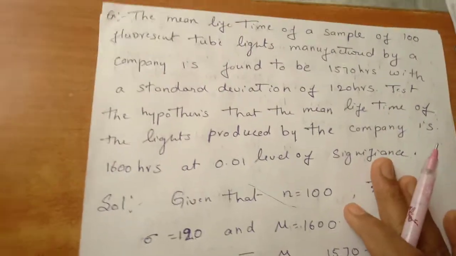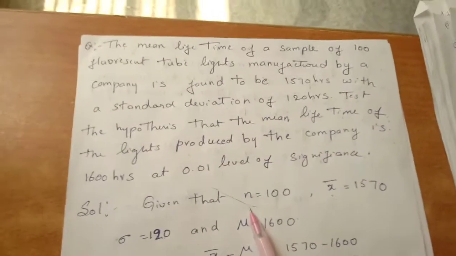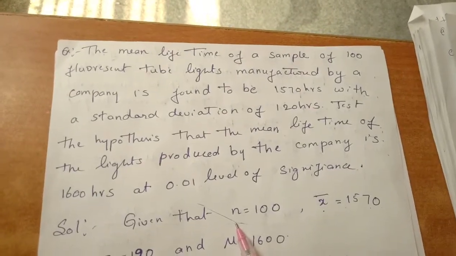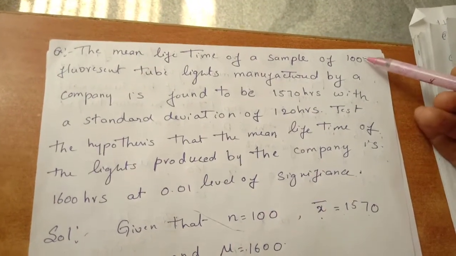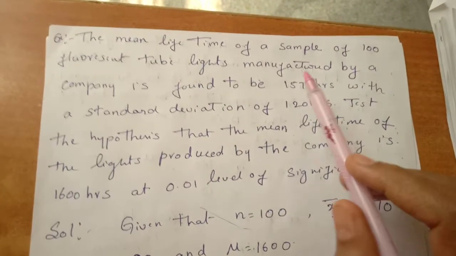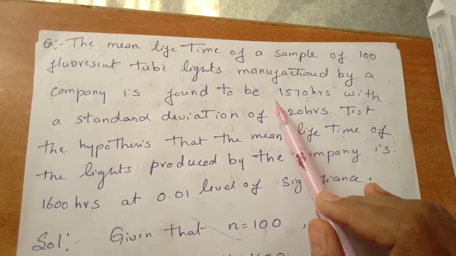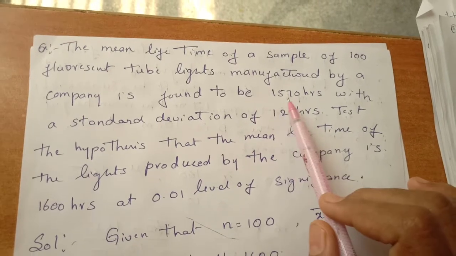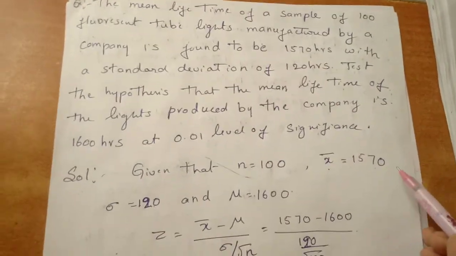Now how to solve the problem is, first write the value of n. N is the number of bulbs here, and x bar is the mean value, what the company says, 1570 hours.